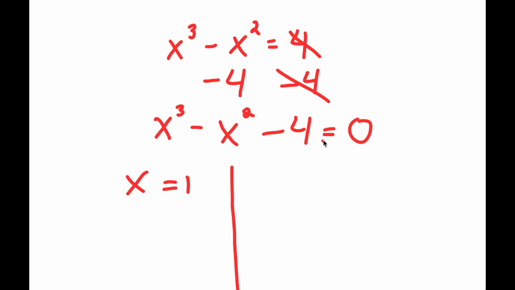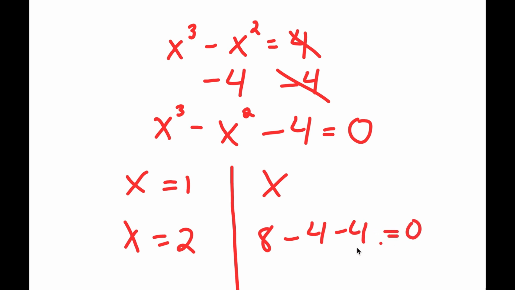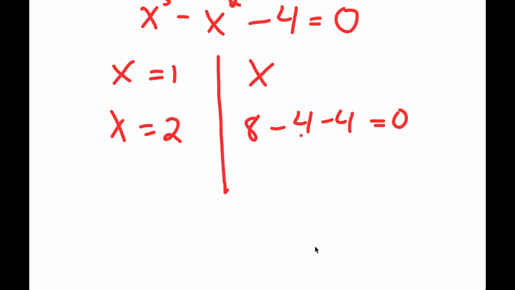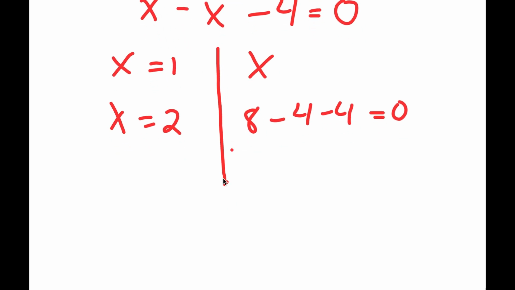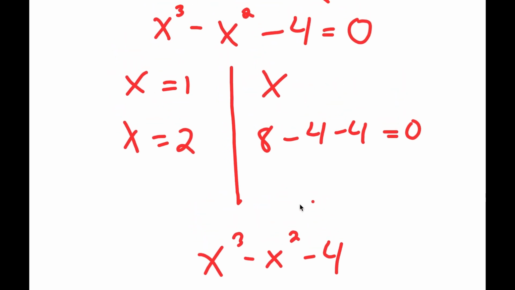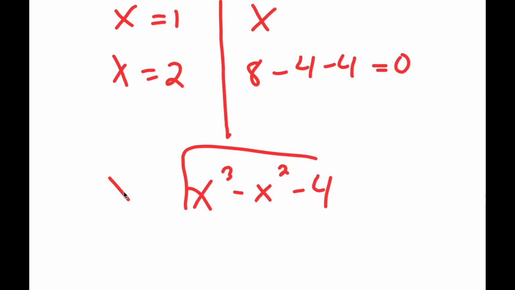So for x equals 1, that's not going to work. For x equals 2, I get 8 minus 4 minus 4, and this is equal to 0. So x equals 2 is a solution. So now using x equals 2, I can divide it with this. So I have x to the power of 3 minus x squared minus 4 divided by x minus 2.